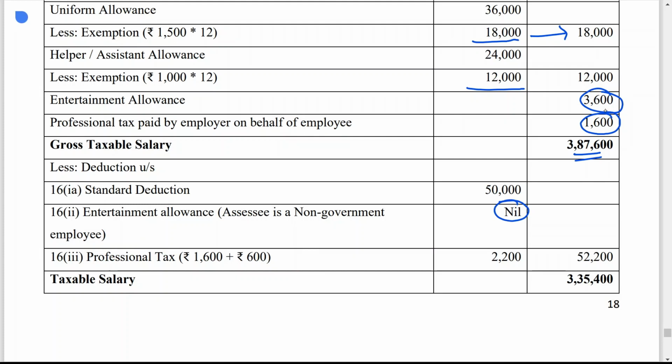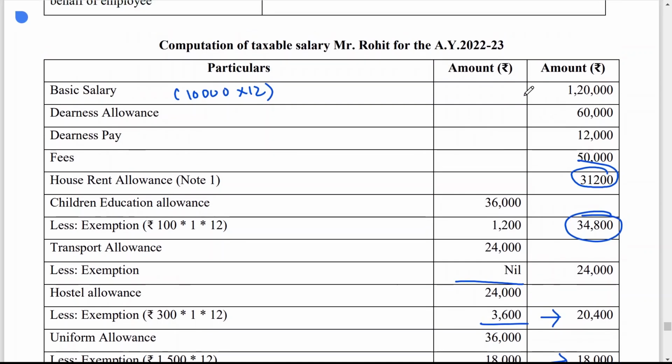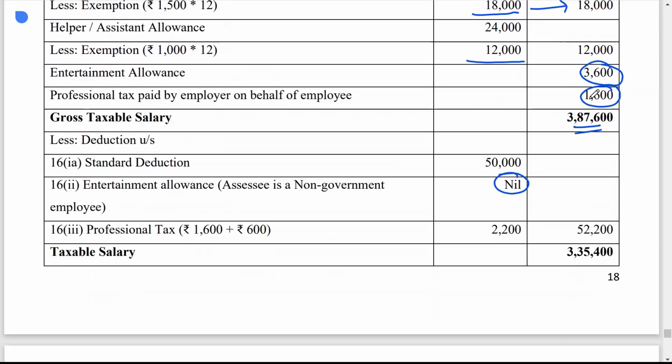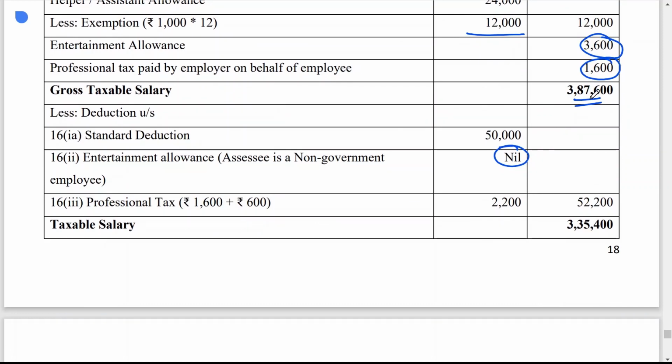First, entertainment allowance received. What entertainment allowance is received? 3,600. Statutory limit 5,000 and 20% of basic salary. Your basic salary is 1,20,000, and if you take 20% of it, you will get 24,000. So you have three answers: 5,000, 3,600, and 24,000. The least amount will be exempted. So 3,600 is the exempted amount, and here you have to write down 3,600.